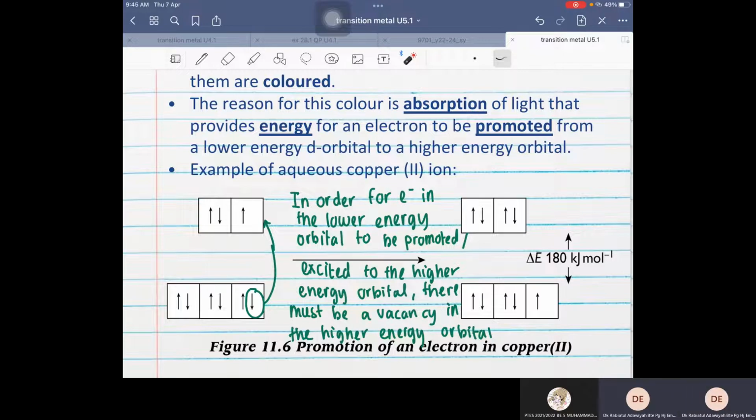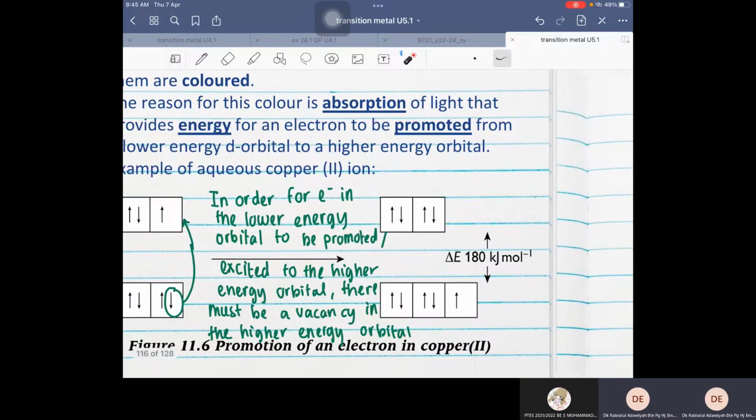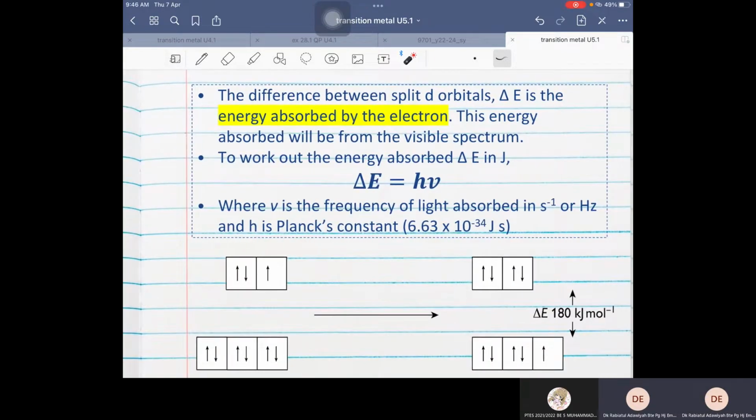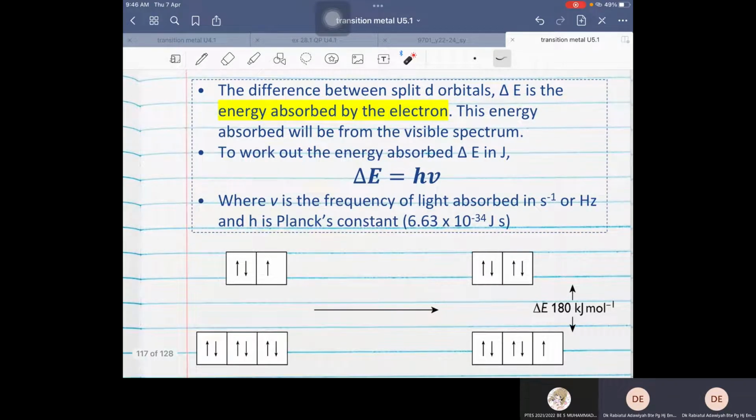The energy needed for this excitation or promotion is supplied from the visible light. Okay, the light energy being absorbed. So the color that you see is actually the complementary color. Okay, I'll talk about complementary color later. So the difference between the split d orbitals, delta E, is the energy absorbed by the electron. This energy is usually within the visible spectrum.